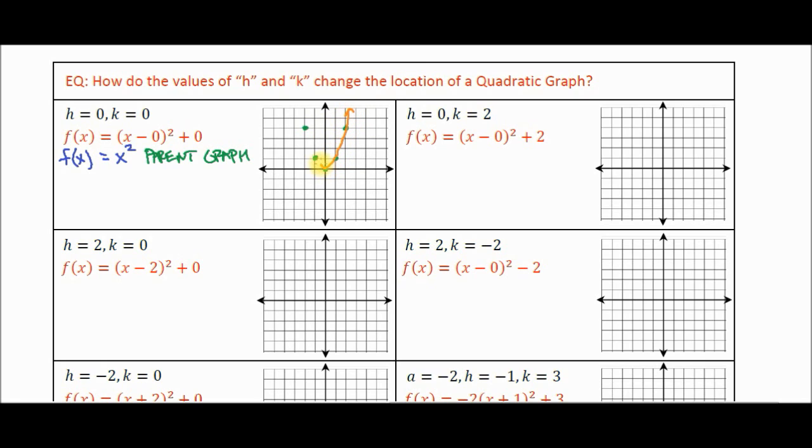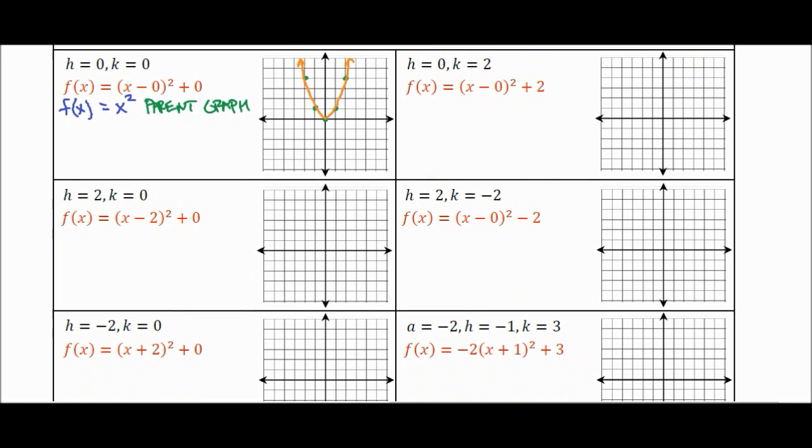We're going to use that one again to compare what happens to all the other graphs as the values of h and k change. So let's do the next one. What if h were 2 and k was 0? H is 2 and k is 0. Let's rewrite our function. You can write this down. F of x is equal to x minus 2, quantity squared, plus 0.